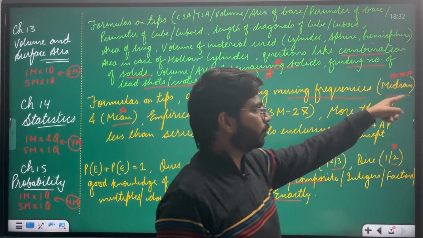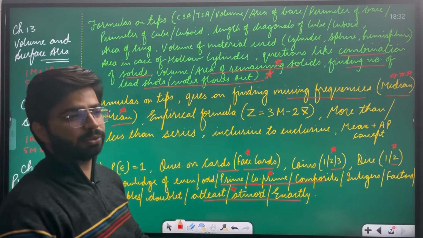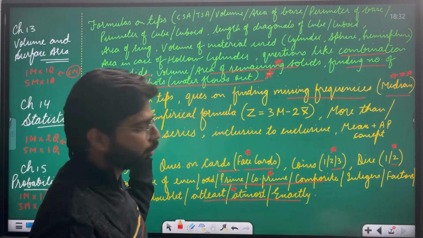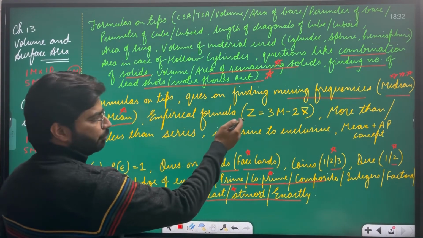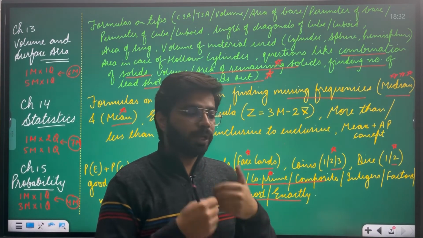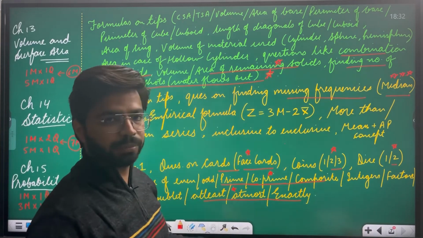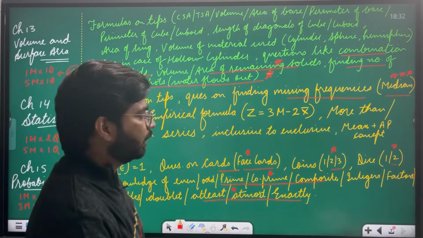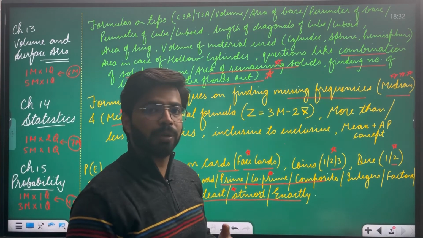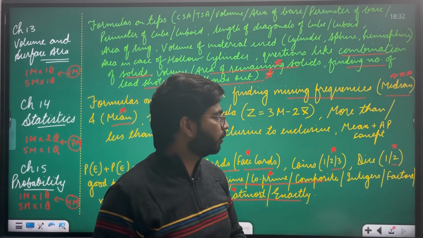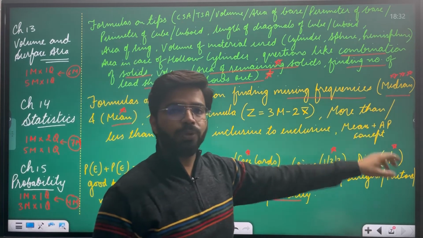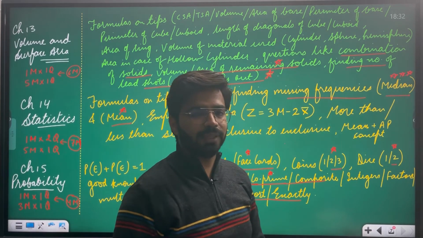So I have made 3 stars on median and 1 star on mean because 99% of the questions have come on median. But you need to do both types of questions, right? The empirical formula: mode is equal to 3 median minus 2 mean. A question on this formula has come in the sample paper as well, and this is one of the important ones. Then the series conversion, more than and less than series. Then we have inclusive to exclusive, in which we add or subtract 0.5, and why only 0.5, this concept you should also know. A mixed concept of mean and AP can come. So that I'll explain to you in our upcoming video.